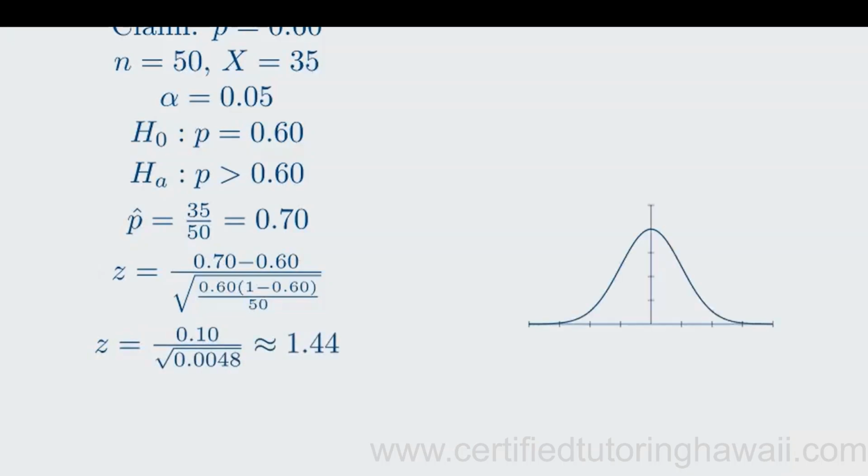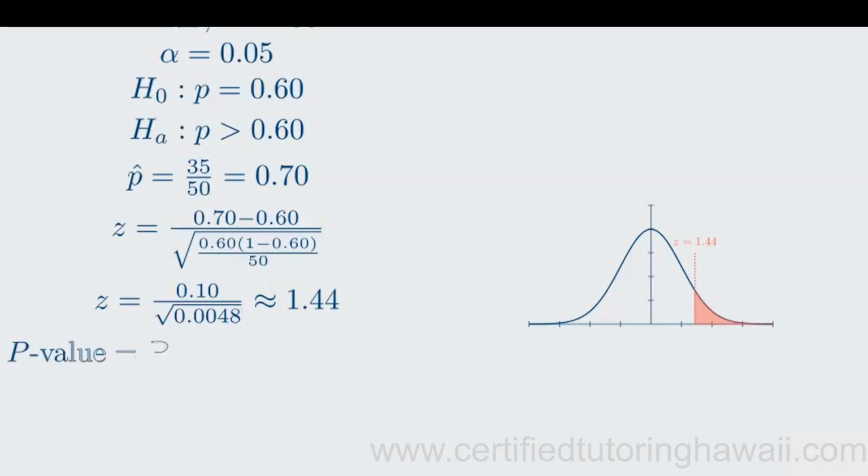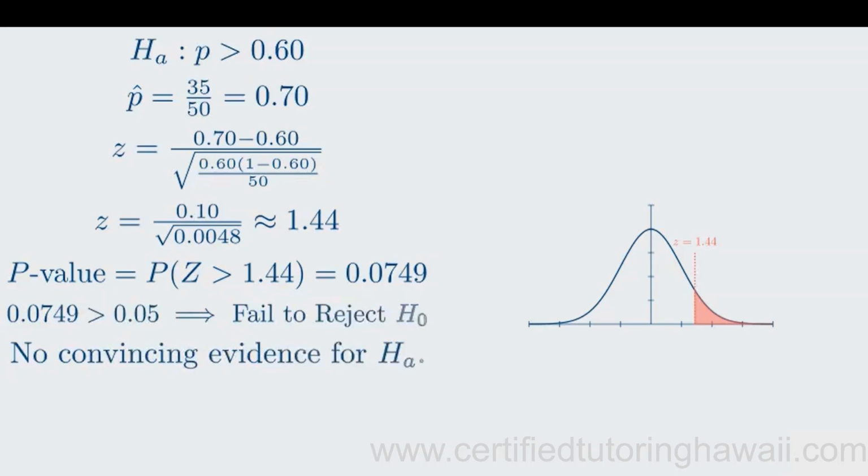Our z-statistic is 1.44. Since our alternative is greater than, we look for the area to the right of 1.44. The p-value is 0.0749. Now, we compare this to alpha equals 0.05. Since the p-value is greater than 0.05, we fail to reject the null hypothesis. There is not convincing statistical evidence that the true effectiveness of the medication is greater than 60%.